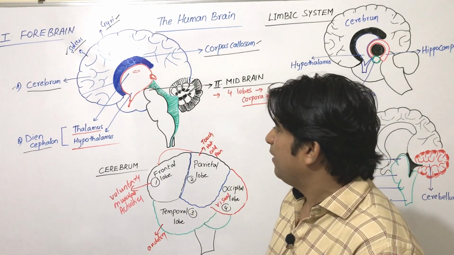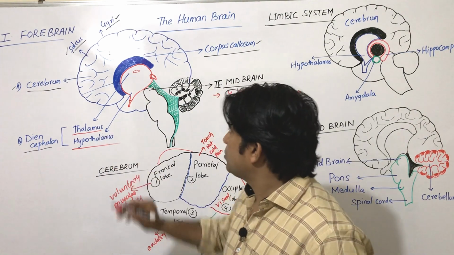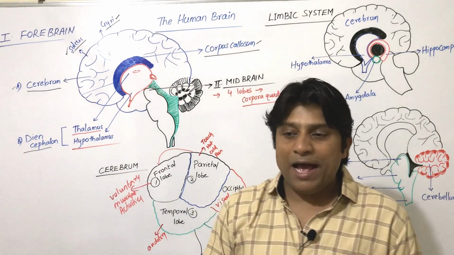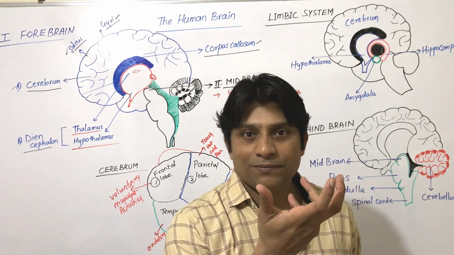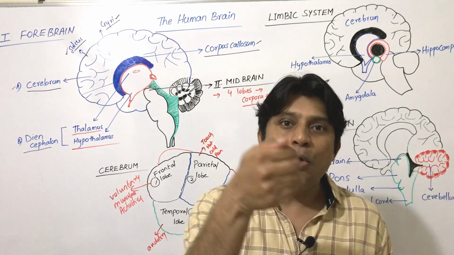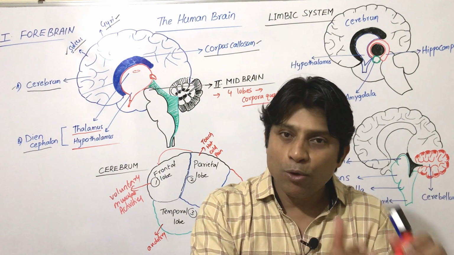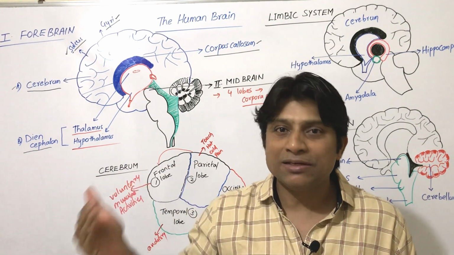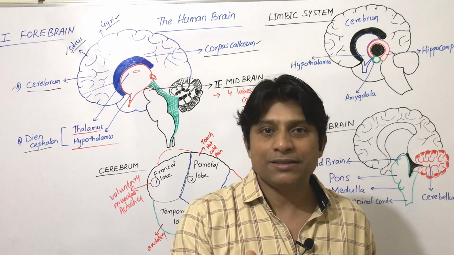Next, we have thalamus. Cerebrum wraps around the thalamus. So thalamus is the principal coordinating center for motor as well as sensory signaling. We call it a relay center.